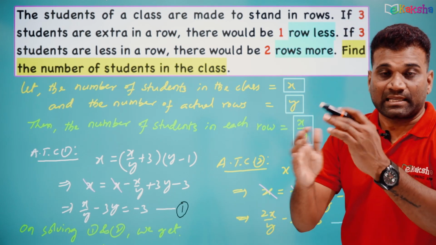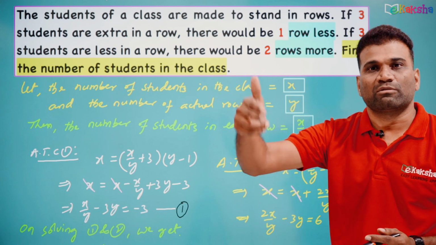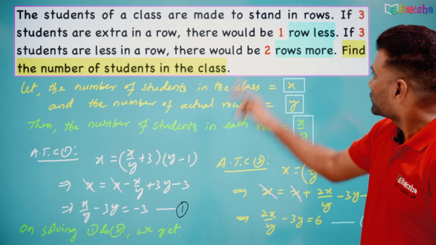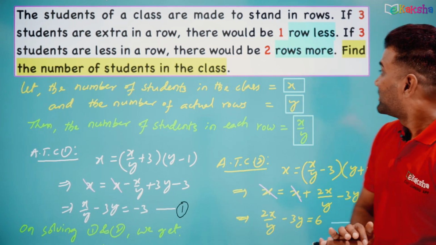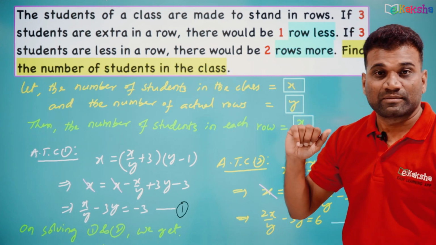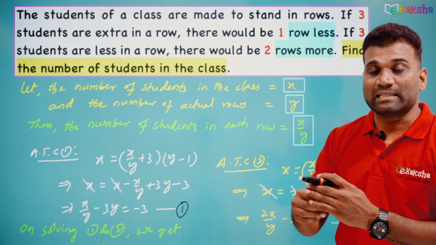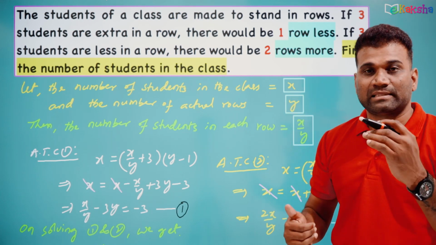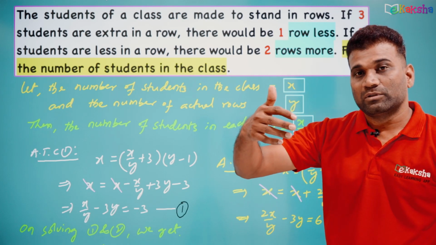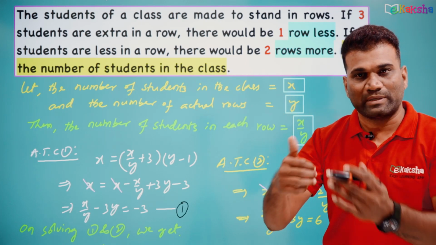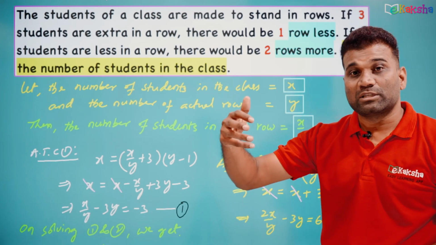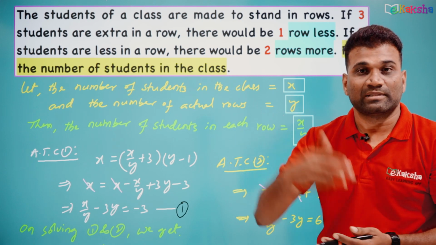If 3 students are extra in each row, that is 12 plus 12 plus 12. How much? 36. How many rows we have got? Only 3. So 1 row less. Satisfied? If 3 students are less in a row, there would be 2 more rows. You look at, 3 students are less. 9 minus 3, that is 6. Okay. So total 4 rows. 4 rows. 4 3s are 12 students reduced, and then each row we have 6 students. Then these 12 students, they will add up 2 more rows, 6 and 6.